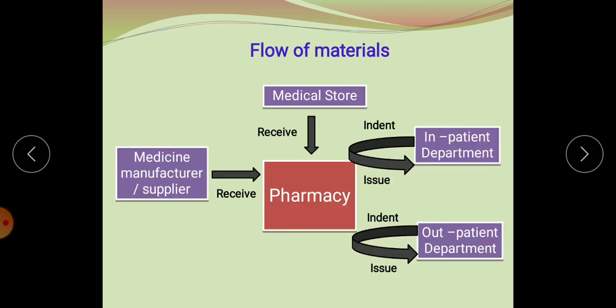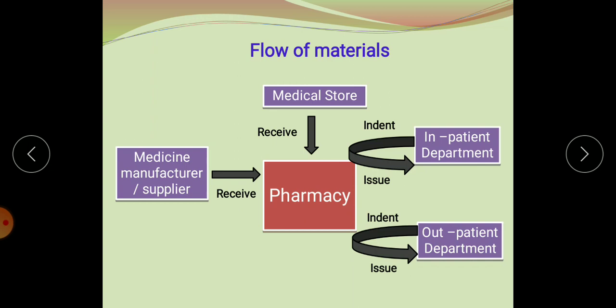Next is the flow of material. That was the flow of patients, and this is the flow of materials. This is totally based on the hospital pharmacy. The pharmacy receives the medicines and other pharmaceutical preparations from a vendor or supplier, and after that dispenses those items. So there is a continuous flow of materials within the pharmacy.